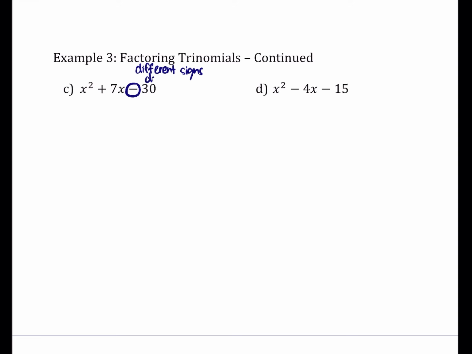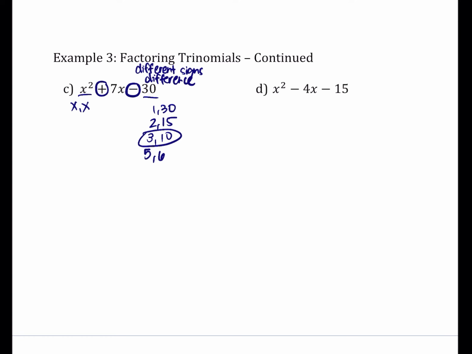Meaning, what pairs of factors of 30 will give me a difference of 7? So again, I'm looking over here. X and X, factors of 30: 1, 30, 2, 15, 3, 10, a whole bunch, right? 5, 6. You don't have to list all of them. Once you have one that suits it, then you can actually use it. So for this one, 10 and 3 give me a difference of 7.